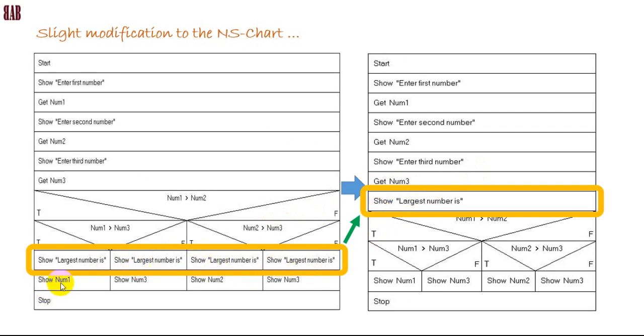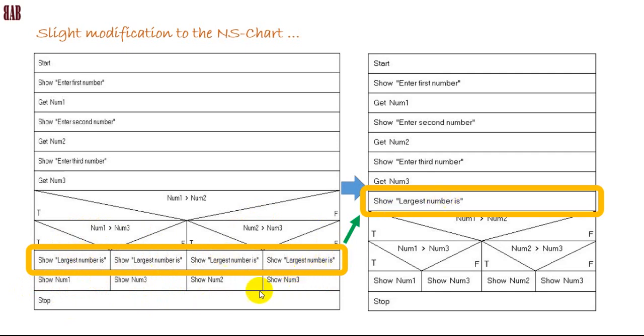But things like show num1, show num3, show num2, show num3 cannot be brought up here because these are differing. According to the condition, if you are coming through this, it's going to say show num1. If you are coming through this, it's going to say show num3. If you are coming through this, it's going to say show num2. If it's coming through this, it's going to say show num3. So it's varying, unlike this. This is the same thing. Because it is the same thing, only we are able to bring it here.